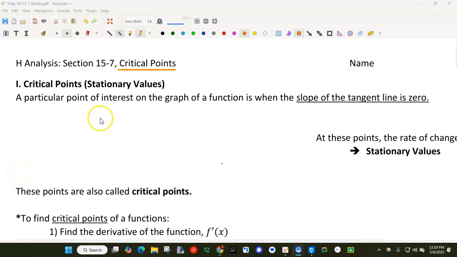So critical points or stationary values: stationary values mean the slope of the tangent is 0. When we were doing our problems yesterday and we were putting those zeros on the line, those are stationary or critical points. So we've already done this, but we just didn't call them that. We're just going to look a little more carefully at those and what happens when we have patterns of positive, negative, negative to positive, and so on.